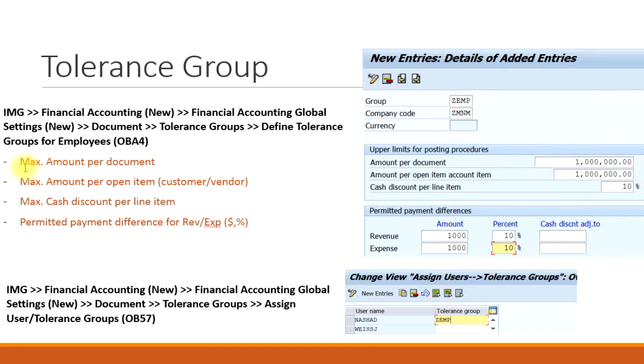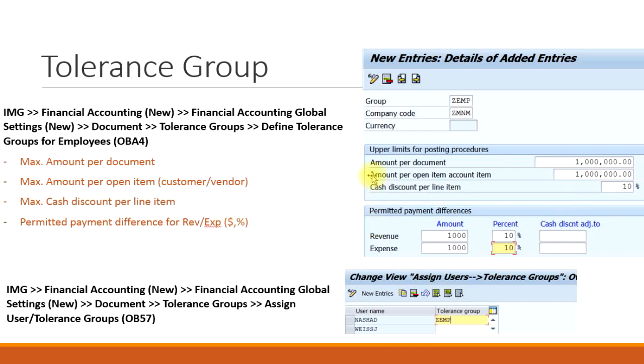Again, the tolerance group identifies the maximum amount that can be posted in a document, specified over here. The maximum amount per open item, that is for a customer or vendor open item, basically means an invoice amount, that's mentioned over here. The maximum cash discount for each line item, in this example is 10%, and the previous example was 1 million, and the permitted payment differences for revenue and expenses. For example, you might receive an invoice for revenue of $2,000, but the payment you might be making is only $1,800. So there's a $200 difference. That is acceptable because you have specified the maximum amount as $1,000 over here. Same way, you can also give a percentage of the differences. Also, you can give cash discount adjustments.